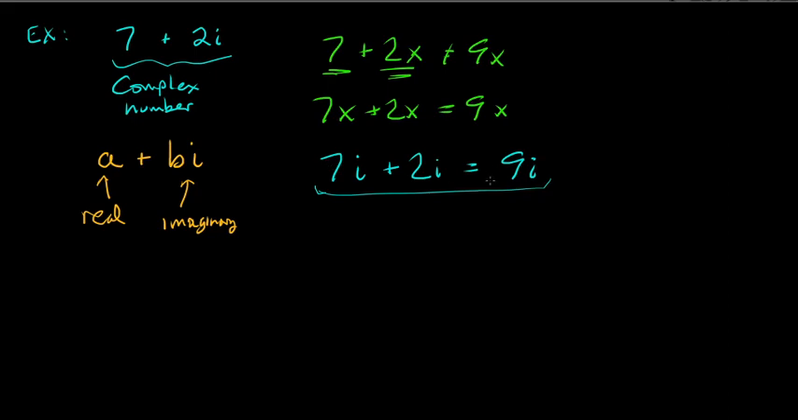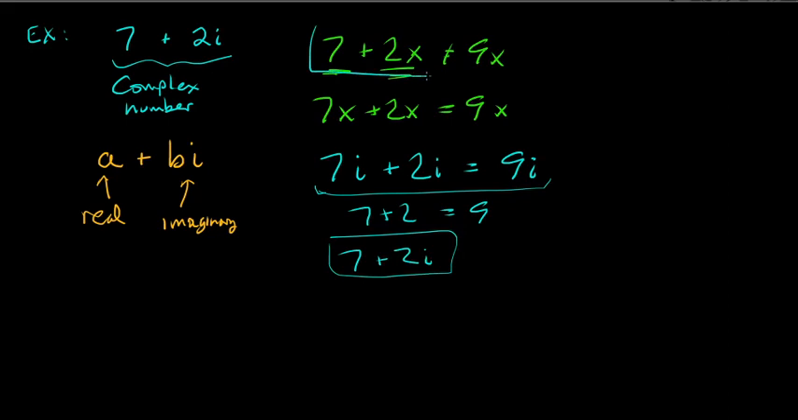But we're not going to worry about that here, right? For our purposes, the 7 does not have an i, so that's real. The 2i is imaginary. You cannot combine them, right? You can combine two imaginary numbers and two real numbers, but you cannot combine one real and one imaginary. You just leave it alone, just like you would here with the 7 plus 2x, right?